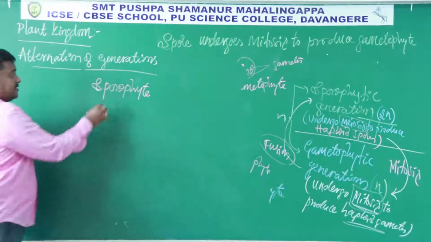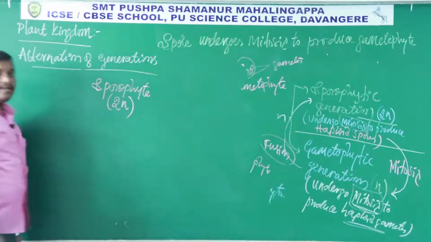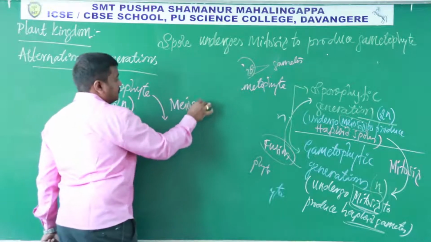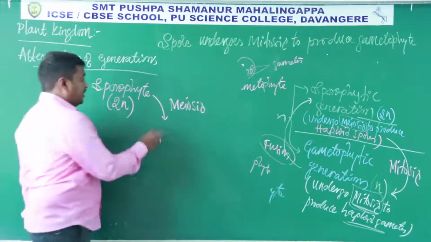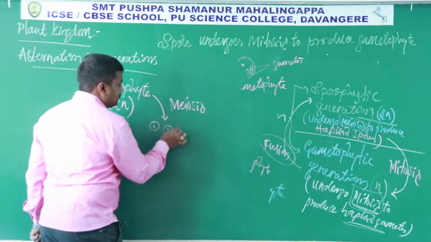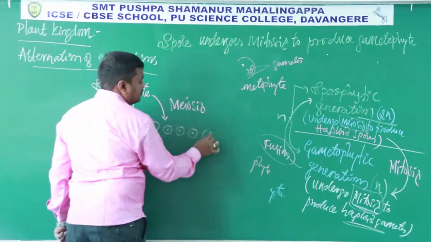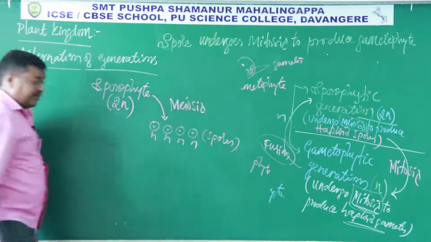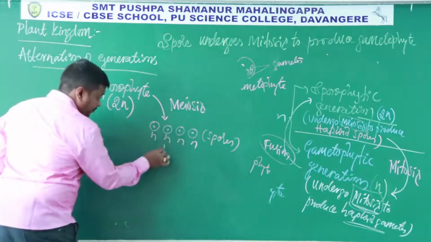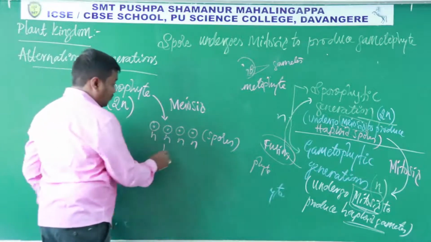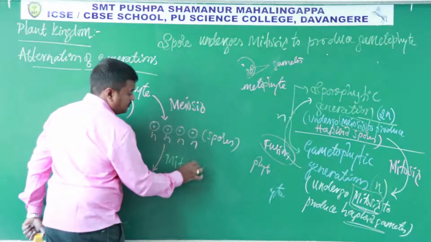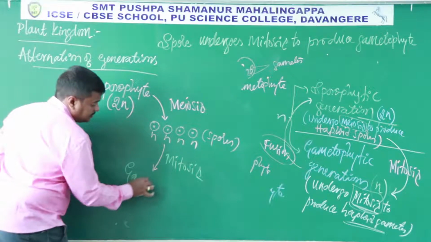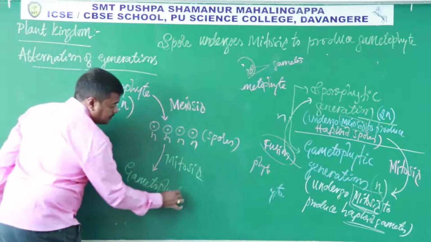There is a sporophyte. This sporophyte is diploid. This sporophyte undergoes meiosis, and it produces spores. These spores are haploid. Okay, and these spores undergo mitosis to form the gametophyte.